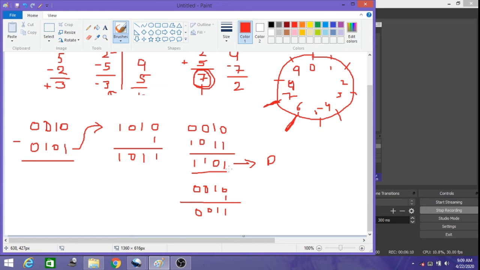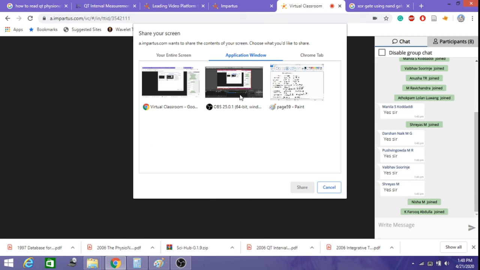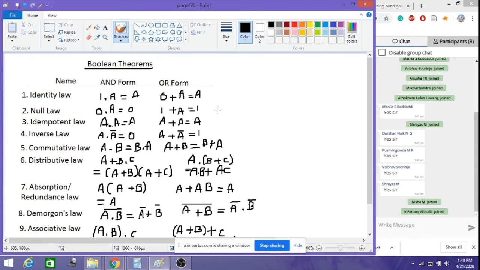So we'll continue with the Boolean theorems. There are a few theorems which we all have to remember, these Boolean theorems, to solve logical expressions. Before going to this, we will talk about the basic gates, that is the AND gate, NOT gate and OR gate.